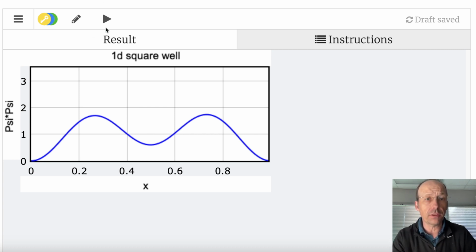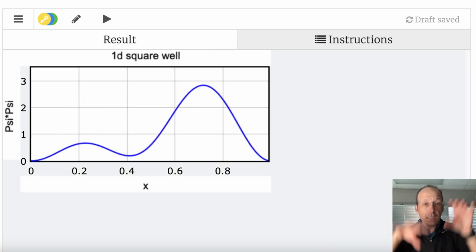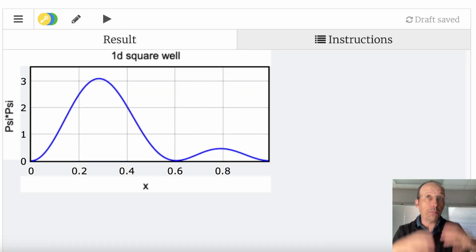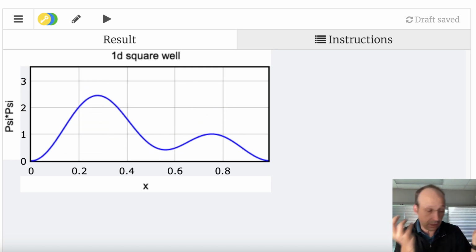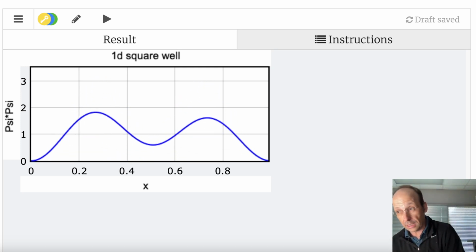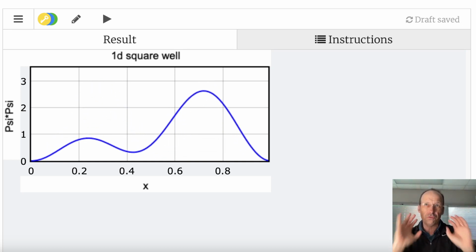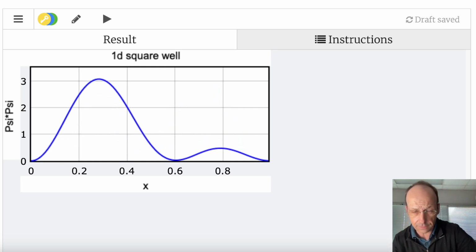Oops, I've clicked on the wrong thing. In an infinite square well, we see this oscillation that goes back and forth. But this is just saying, okay, I know these two solutions. I know sine's a solution. I'm just going to plot them. So it's really just plotting a superposition of states.